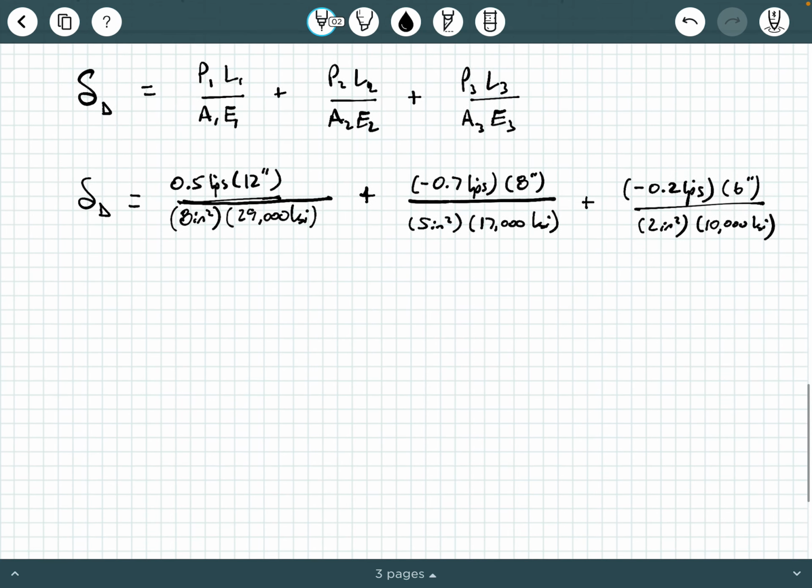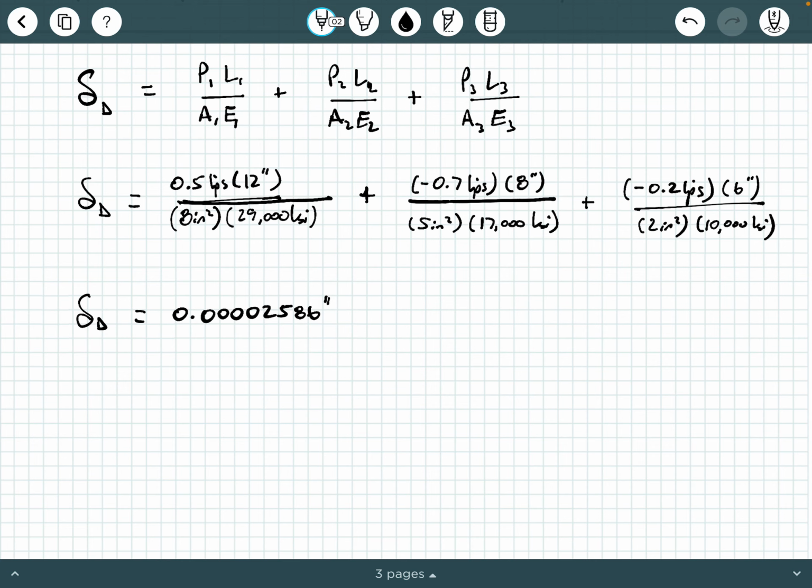Now I'm going to crank this through in my calculator. Again, I've got a TI-36X Pro. Again, fantastic calculator. So I'm going to punch these in one at a time just to be safe. 0.5 times 12 divided by 8 divided by 29,000. And so this first term comes out to be 0.00002586 inches.